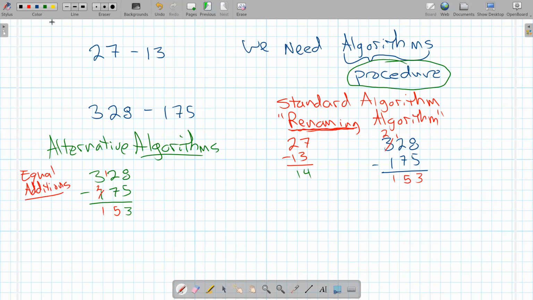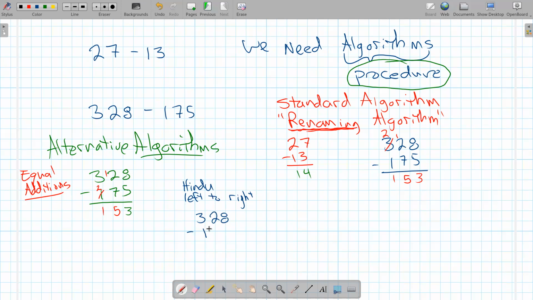Another alternative algorithm, sometimes called Hindu algorithm, or left to right. So like in other countries, some languages, they read in a different direction. We read left to right, but do some of our math right to left. In other countries, they read right to left and they do some of their math left to right. Can that possibly work? Let's try.